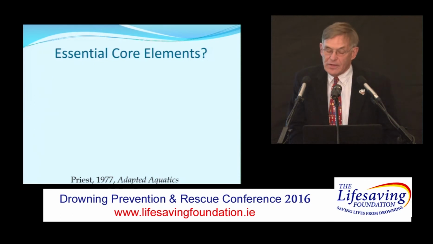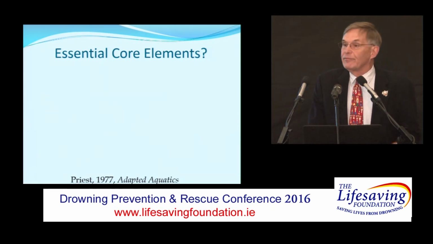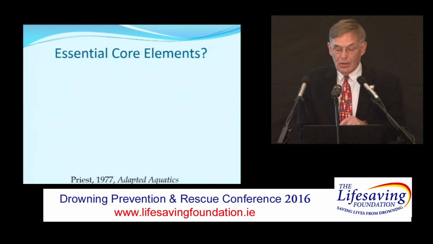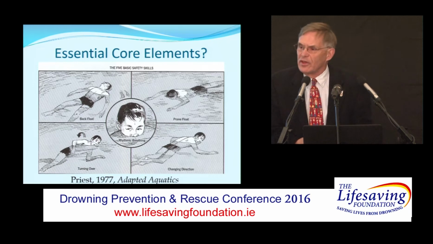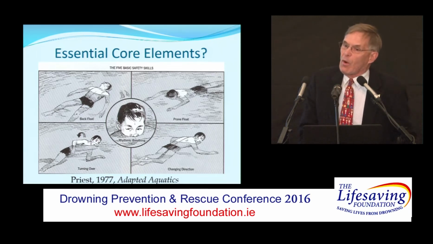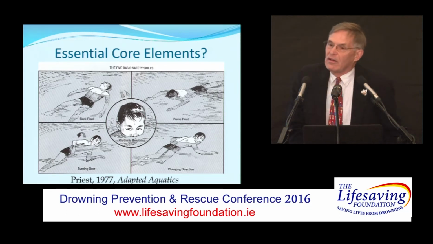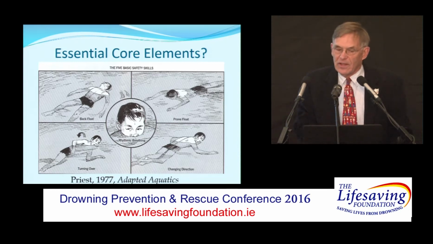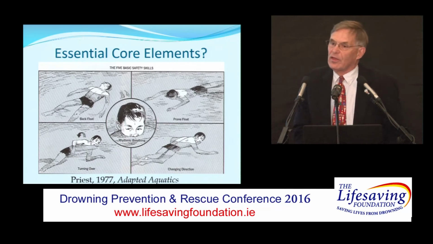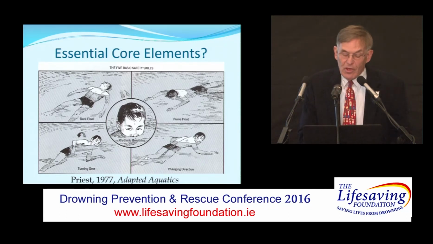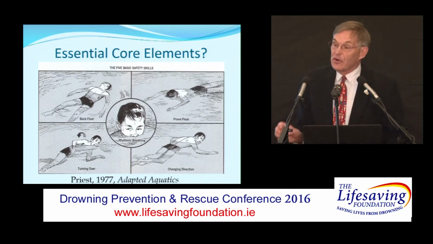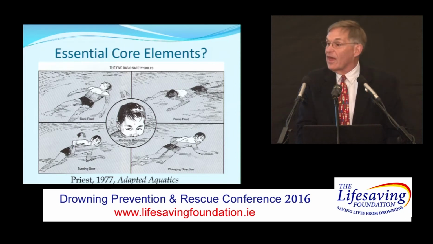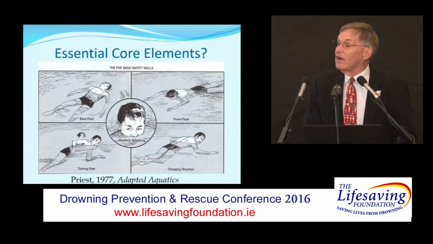You've already heard presented on Monday a set of what I'll call elements related to water competence, and I'm going to critique those in a moment. I would like to suggest that way back in 1977, even though she didn't call them this, Louise Priest proposed in her Adapted Aquatics book a set of core elements that she felt everyone needed to be able to acquire. In particular, she was working with persons with disabilities or handicaps. And so she proposed that people should back float, front float, be able to turn over, change their direction, as well as what she called rhythmic breathing.